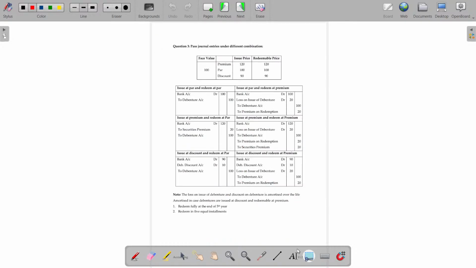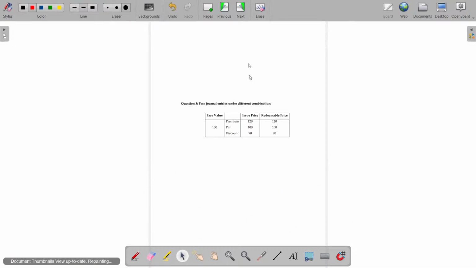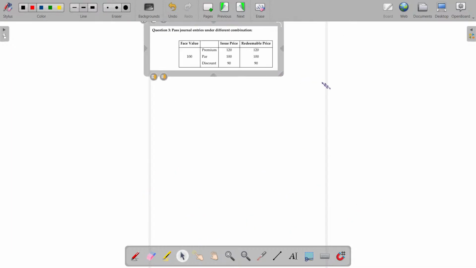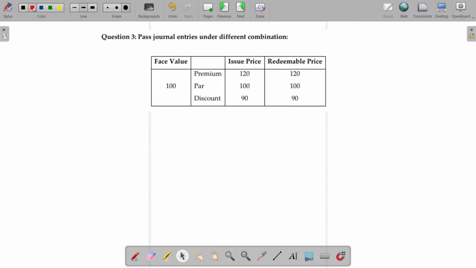Question number 3. Okay, so you have to understand how to pass entry for these kinds. Face value of the debenture being 100. The issue price of the debenture can be 100 means at par, or issue at 120 means issue at premium. Maybe we can issue at a discount also. These are the 3 possibilities.